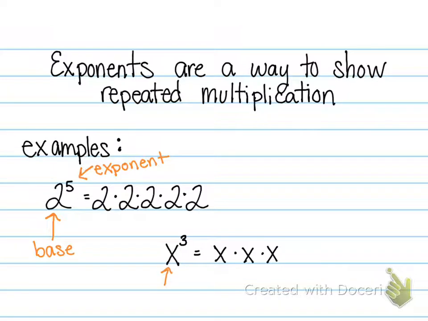The x is my base and the 3 is my exponent. So that 3 tells me to multiply my x by itself 3 times.